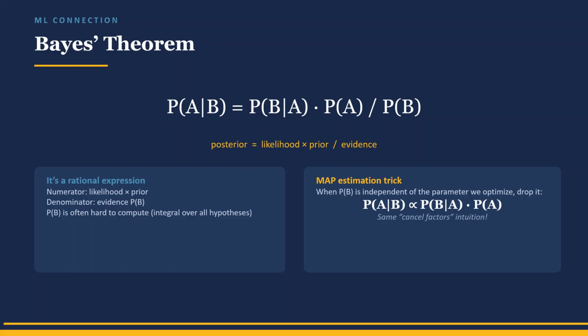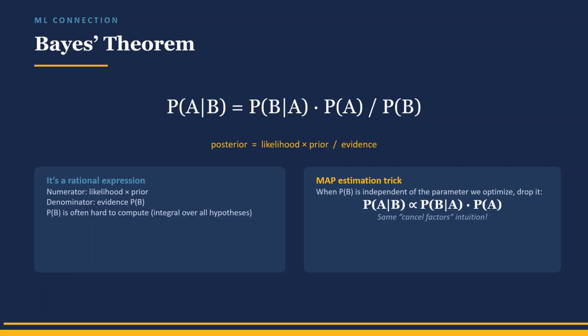Bayes' theorem is structurally a rational expression. The probability of A given B equals the probability of B given A times the probability of A, all divided by the probability of B. The numerator is likelihood times prior. The denominator, the probability of B, is the evidence, a normalizing constant.